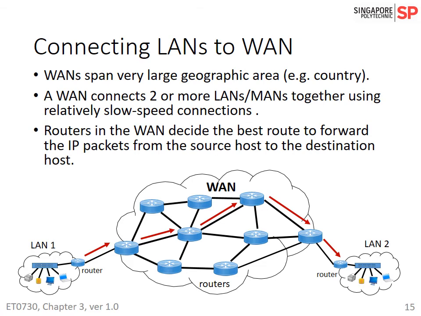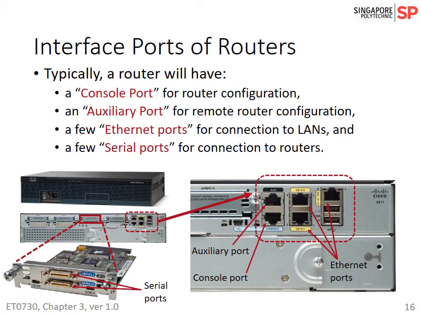And finally, we look at the different interface ports that are available on routers. Typically, a router will have a console port, auxiliary port, Ethernet ports, and serial ports. Okay, let's look at the function of all these different types of ports on the router.